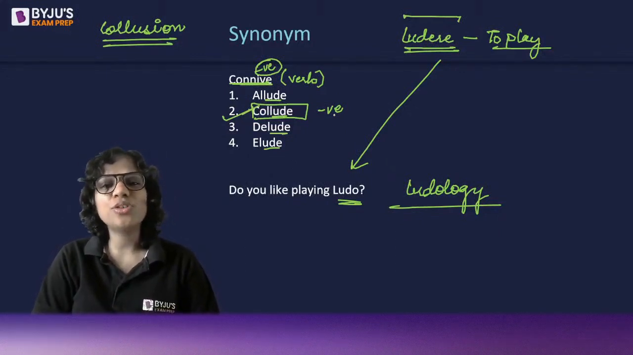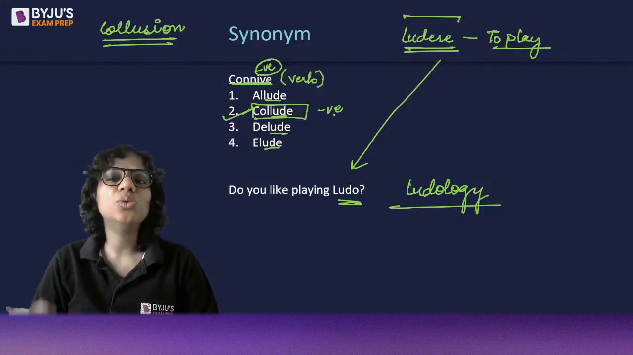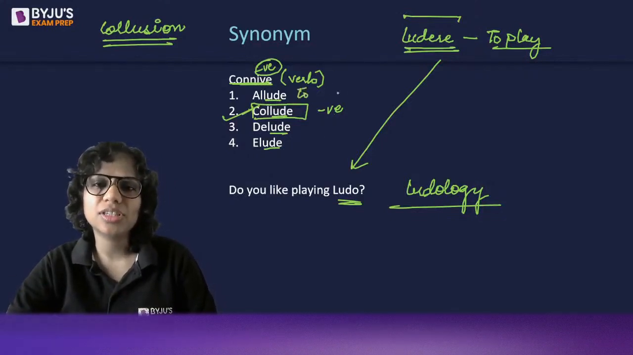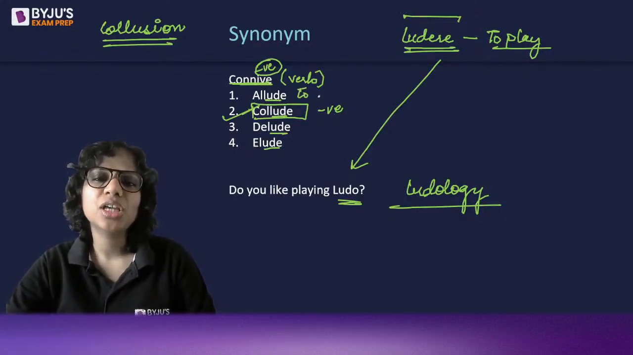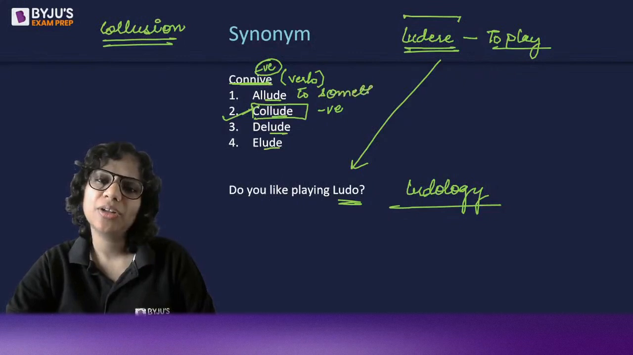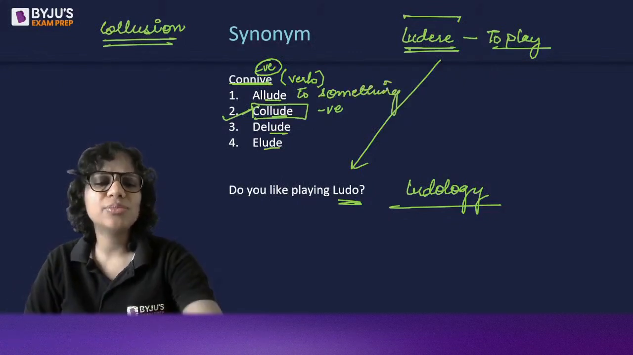Okay, now one of you said allude. When we allude to something, so this is how it is used. You collude with someone, you allude to something. So when we allude to something, what is it that we do?